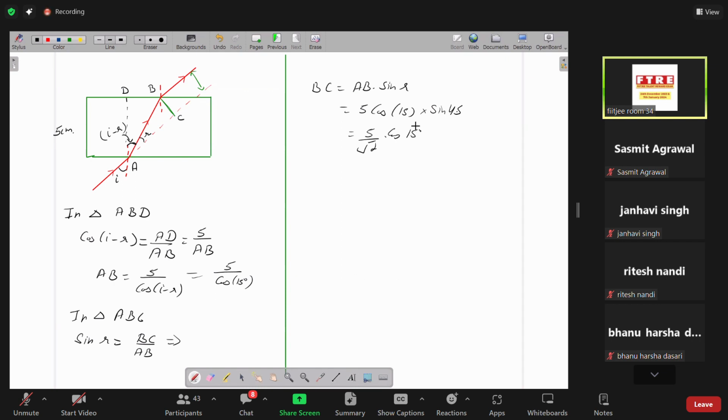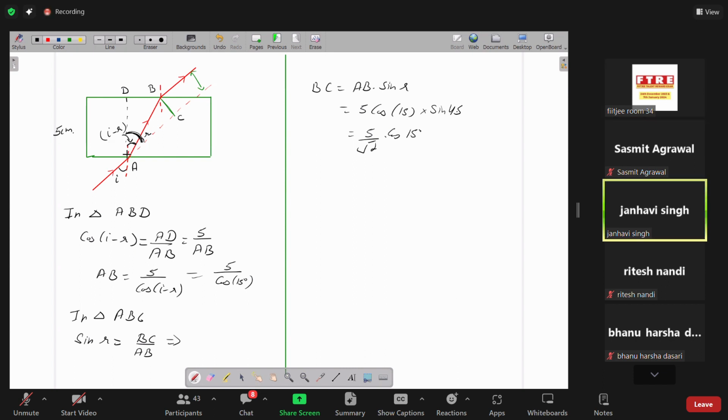Is this option given? Sorry, the sine option is given. Have we done anything wrong? Just check karo ek baar. This angle is I. This angle is... okay. No, sorry, this is the wrong one. This angle is R. No, this is R. And this will be I.